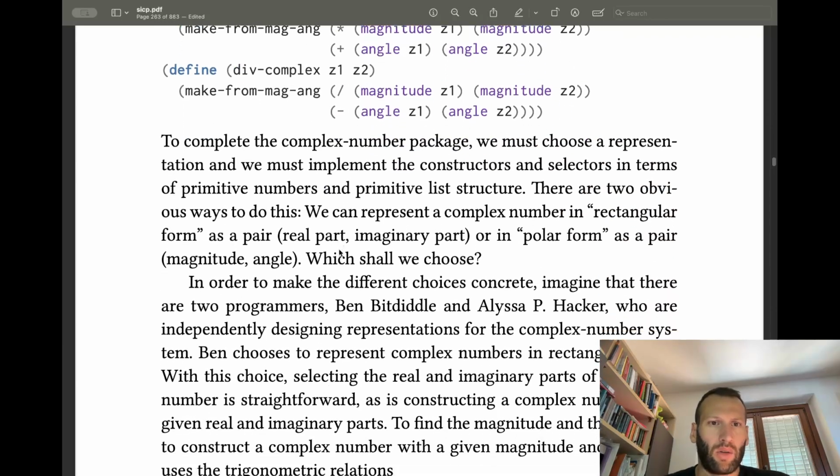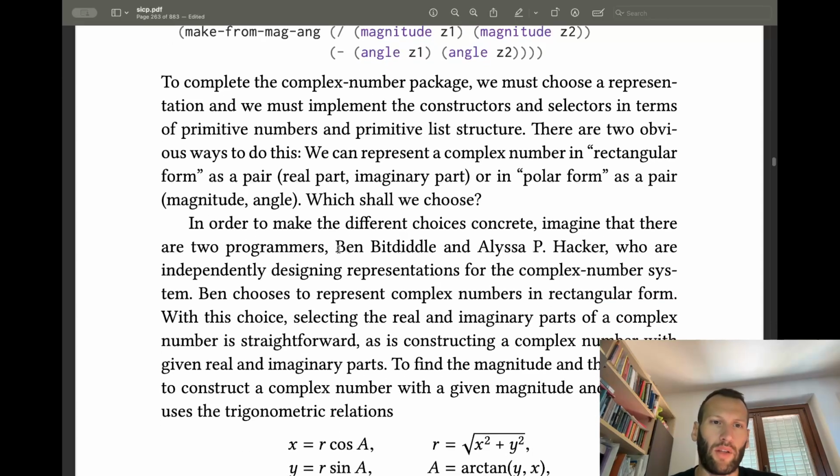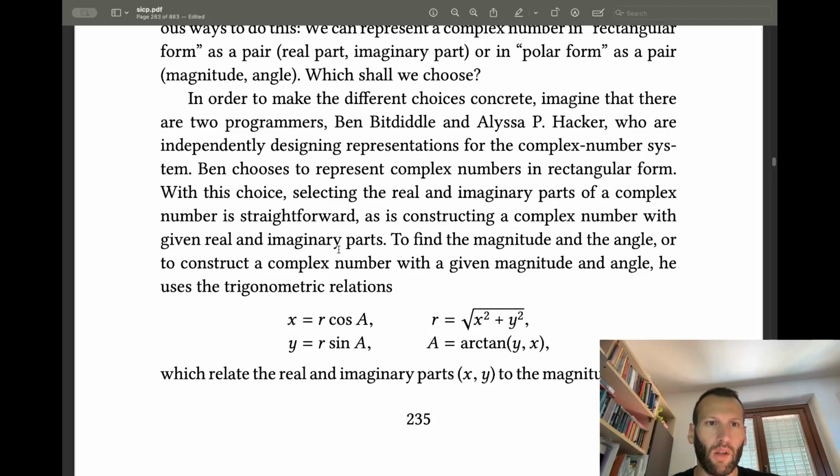To complete the complex number package, we must choose a representation and we must implement the constructors and selectors in terms of primitive numbers and primitive list structure. There are two obvious ways to do this. We can represent a complex number in rectangular form as a pair, real part, imaginary part, or in polar form as a pair, magnitude, angle. Which shall we choose? In order to make the different choices concrete, imagine that there are two programmers, Ben Bitdiddle and Alyssa P. Hacker, who are independently designing representations for the complex number system.